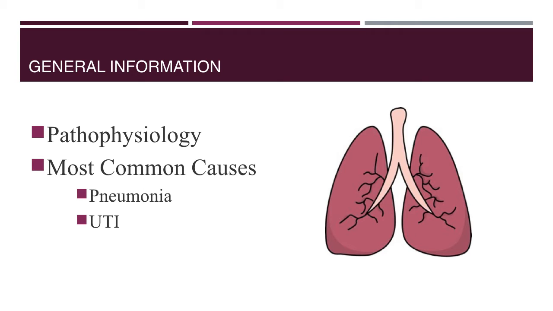The two most common causes of sepsis are pneumonia and UTIs, which are usually hospital acquired. Some risk factors for sepsis include old age, prolonged hospital stays, immunocompromised status, and some invasive medical devices such as ventilators and IV catheters.